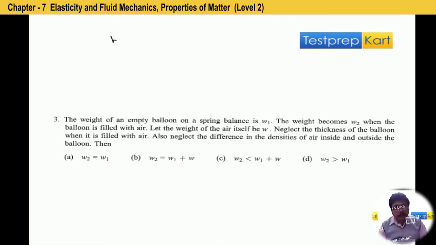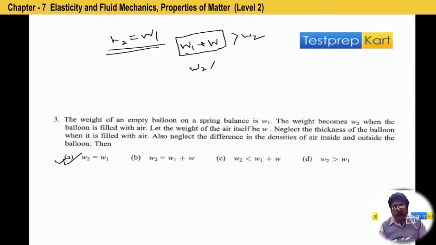So in the first case, when it is at rest, W2 should be W1. Okay, so the first option is correct. Now in case of the second option, when the weight of the air is added over here, it would be greater than W1, right? So W2 should be W1 plus W. So C is the correct answer.